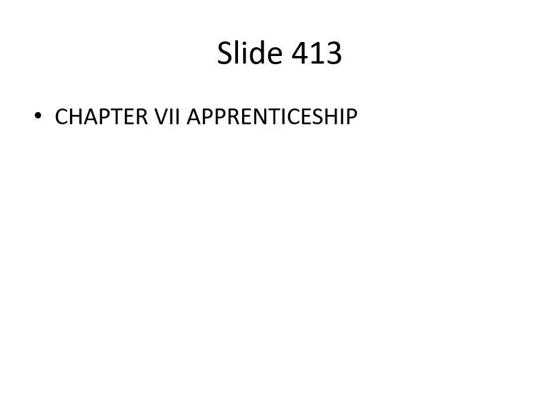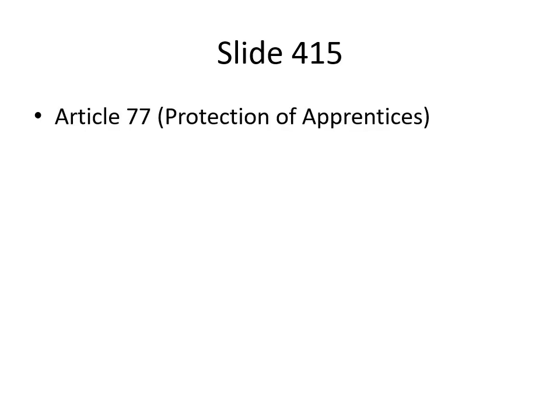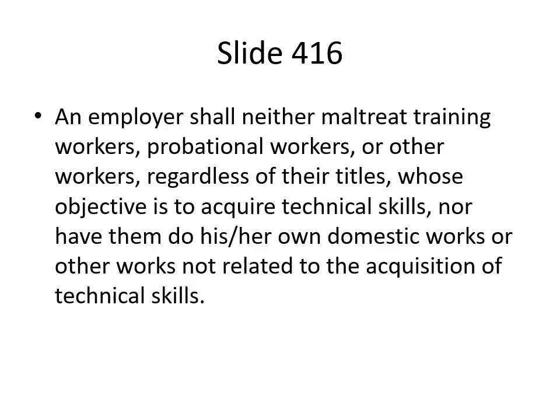Chapter 7, Apprenticeship. Article 77. Protection of apprentices. An employer shall neither maltreat training workers, probational workers, or other workers, regardless of their titles, whose objective is to acquire technical skills, nor have them do his/her own domestic works or other works not related to the acquisition of technical skills.